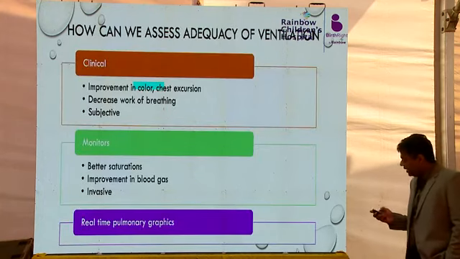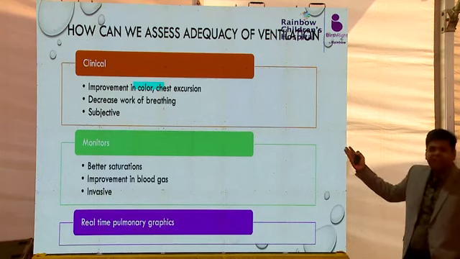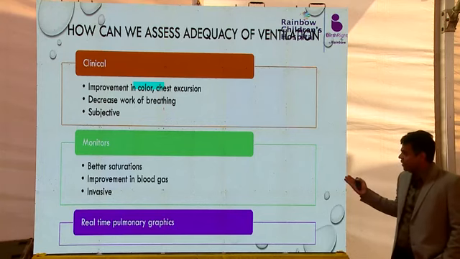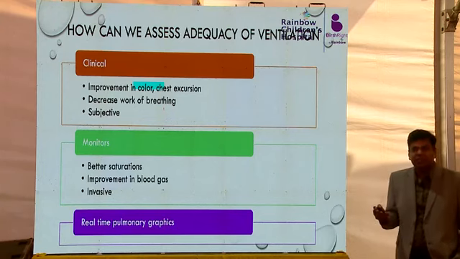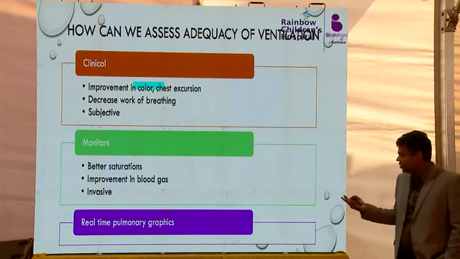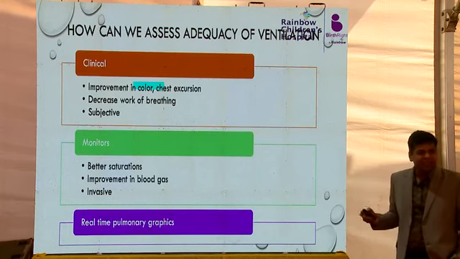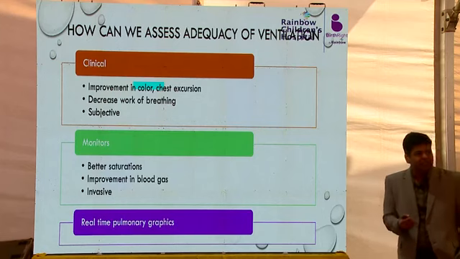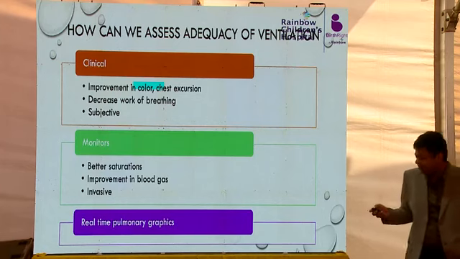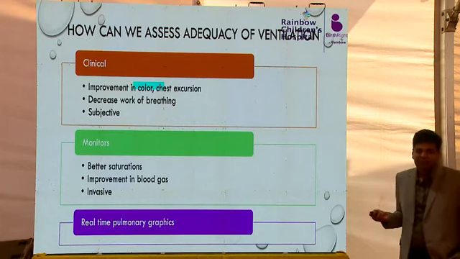So how can we assess the adequacy of ventilation? One is clinical: your baby gets better. Another is you see on the monitor the child is having better saturations. You do a blood gas, the PCO2 is better, the pH is better. And then the thing about real time pulmonary graphics.